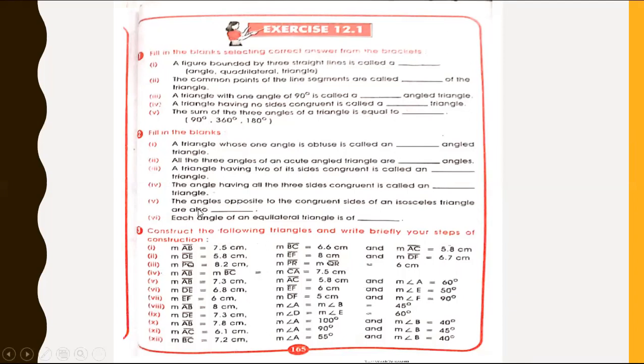Good Halima. So angles opposite to the congruent sides of an isosceles triangle are also dash. During my explanation, I told you that the angles opposite to the congruent sides of an isosceles triangle are also congruent. Very good. Hypotenuse is the side opposite to the right angle in the right angle triangle. Remember? Good students. Now next, number 6.